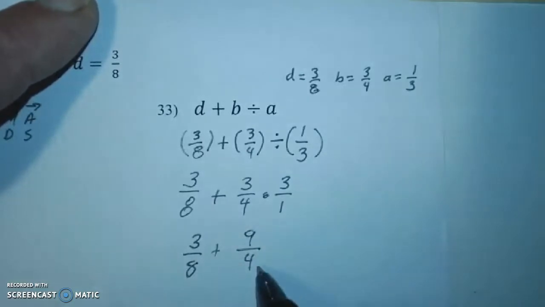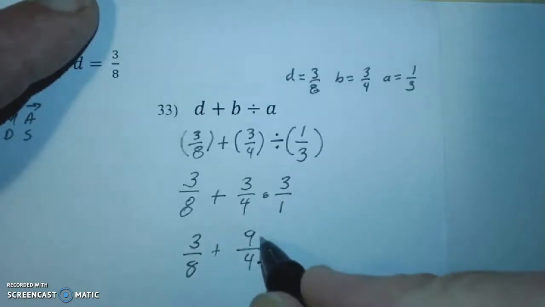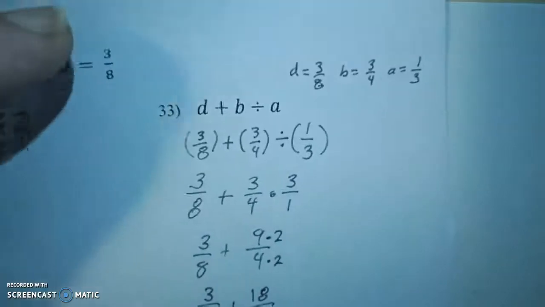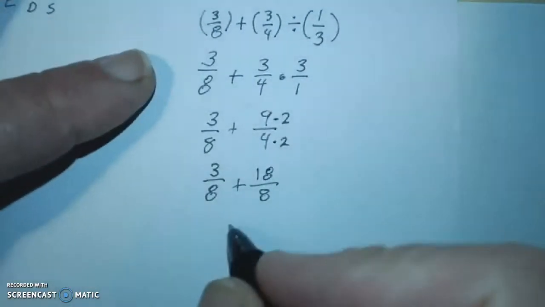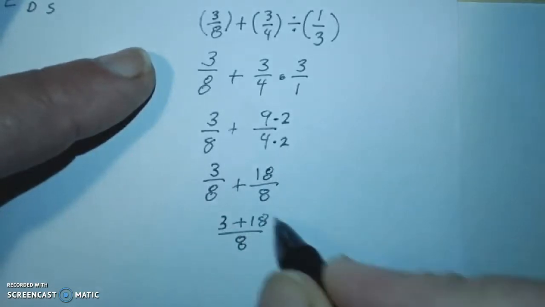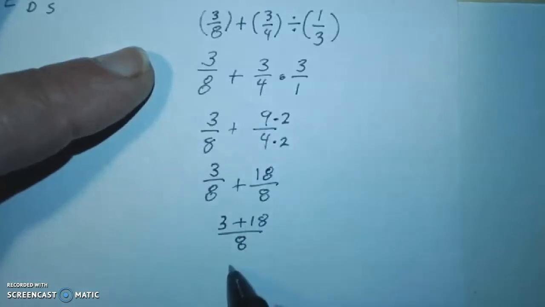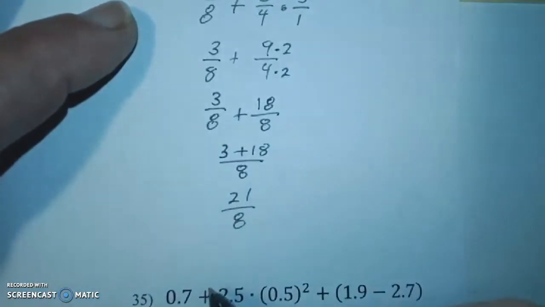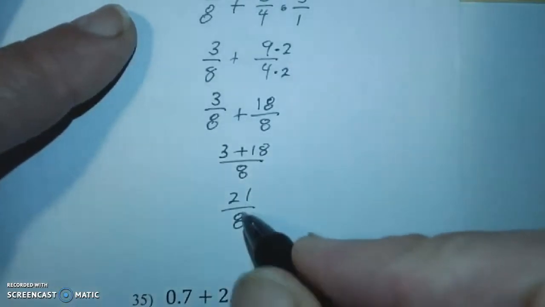To add and subtract fractions, we need a common denominator. Common denominator would be 8. So you're going to multiply this by 2, multiply the numerator by 2. So this will be 3/8 plus 18/8. You can put that over one denominator. So this is going to be 3 plus 18. 3 plus 18 will be 21. So this will be 21/8. That's your answer. There's nothing to reduce.